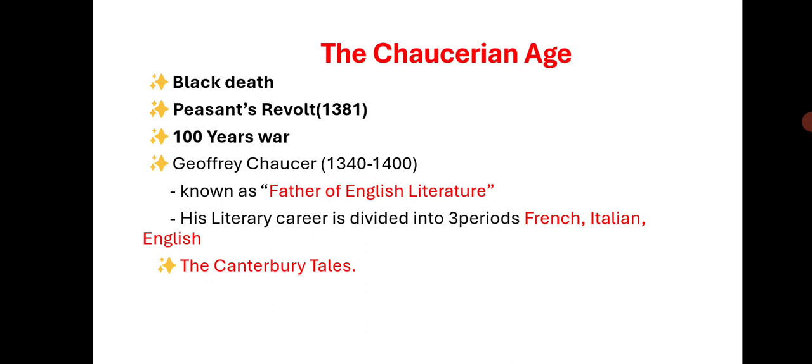1342-1400. He was known as the father of English literature and the father of English poetry. His literary career is divided into 3 periods: French, Italian, and English. The first 30 years are called the French period. Initially, he translated the works of French. The next 15 years are under Italian influence.